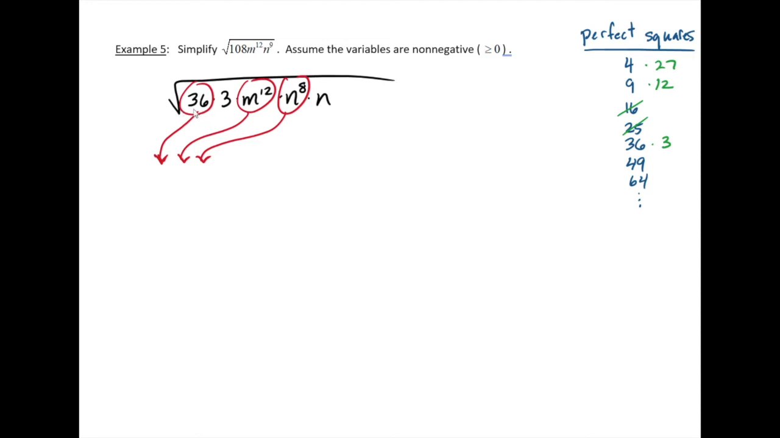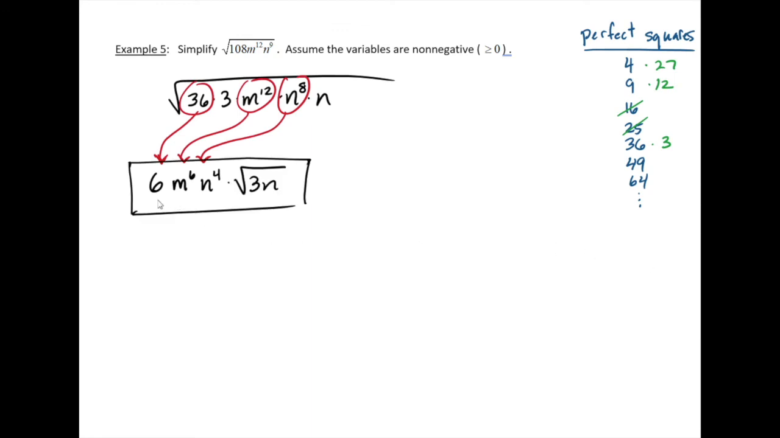Remember, for the number, we just take the square root. The square root of 36 is equal to 6. For the variables, we have to divide the exponent by 2 when we take the square root. So on the outside, we'll have m to the power of 12 divided by 2, or m to the 6th power, and n to the 8 divided by 2, or n to the 4th power. And then we have the square root of 3 times n, the two factors left on the inside.